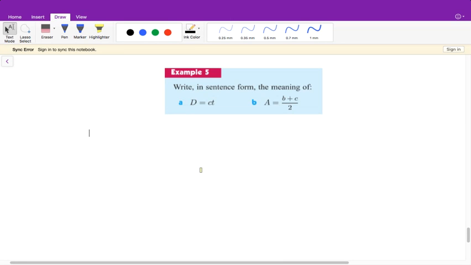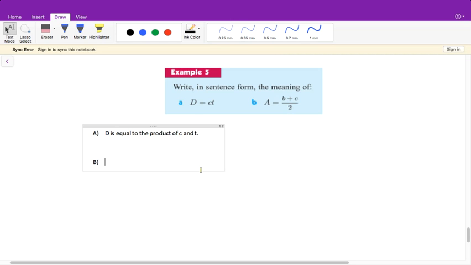For the first one, it says D is equal to C times T. So we can just say D is equal to C times T, or I'm going to say D is equal to the product of C and T. I'm just going to use slightly different words, but if you said D is equal to C times T, that's perfectly fine. There's nothing wrong with that. But I'm just going to say the product, a more technical way of saying it.